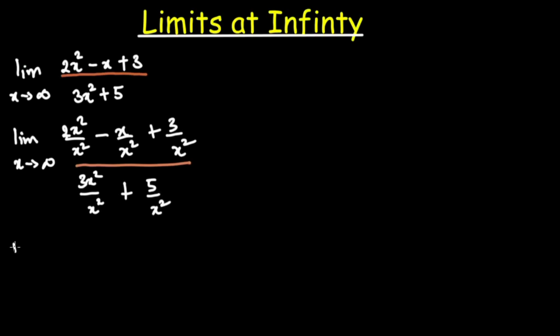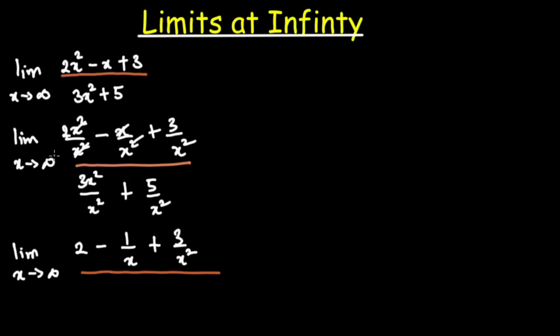And I'm going to have the limit as x tends to infinity of 2, x squared cancels out x squared, 2 minus, dividing this, I'm going to have 1 over x, and I'm going to have 3 over x squared, all over, 3x squared cancels out x squared, I'm going to have 3 plus 5 over x squared.